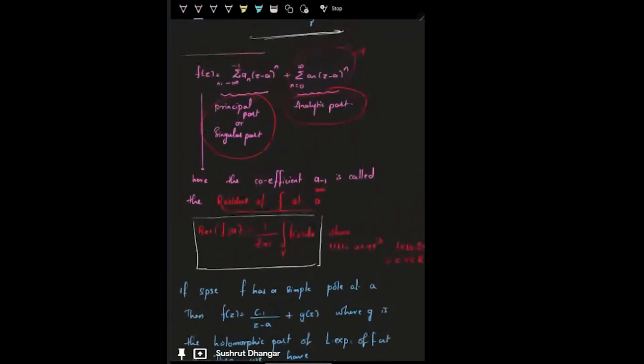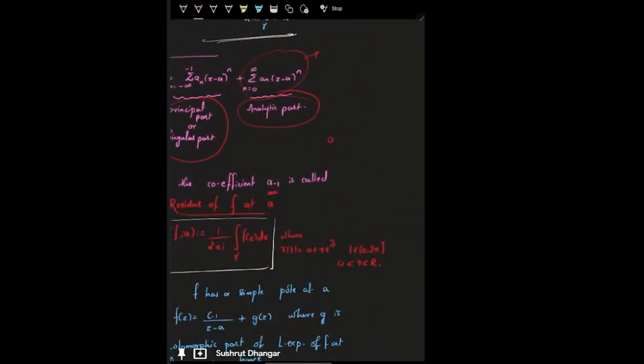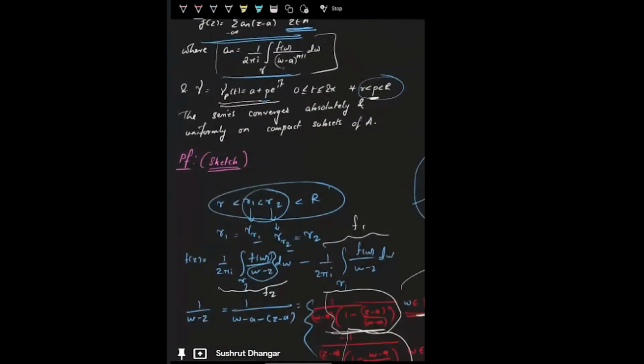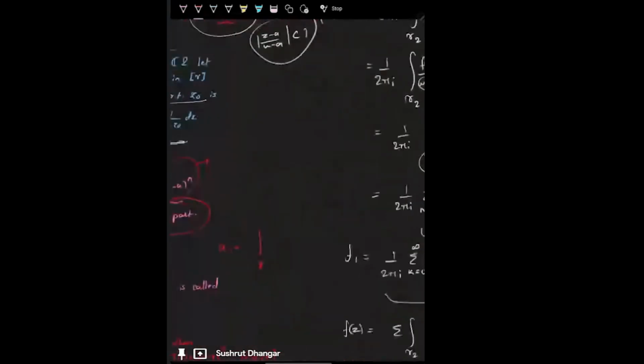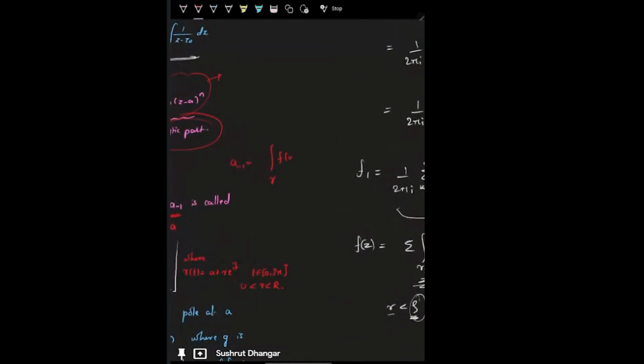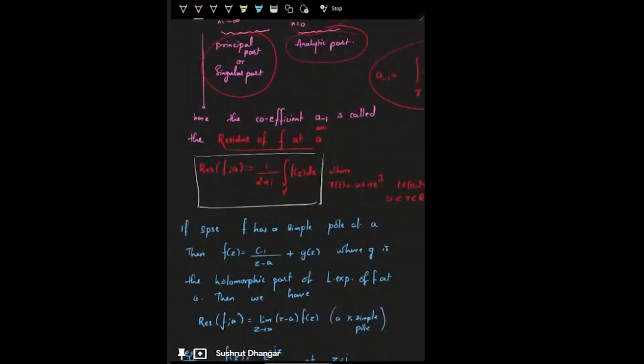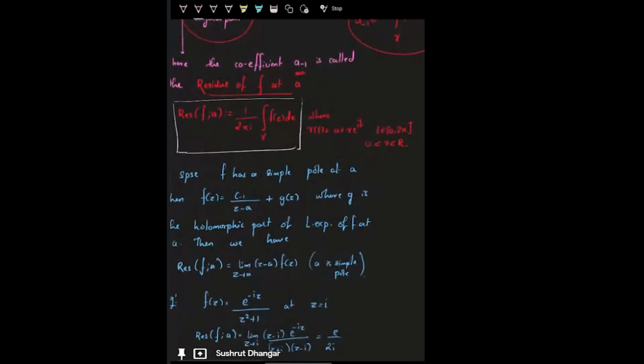Here is the coefficient a minus 1. So a minus 1 is what? It is 1 by 2 pi i times the integral over gamma of f(w) divided by (w minus a) to the power n plus 1. n is minus 1, so there is no power of w minus a, and it is simply this integral of f(w) dw. This is called the residue of the function f at a. So we denote the residue of f at a in this fashion, and we have gamma to be a circular path of radius r centered at a, where small r lies between 0 and R.